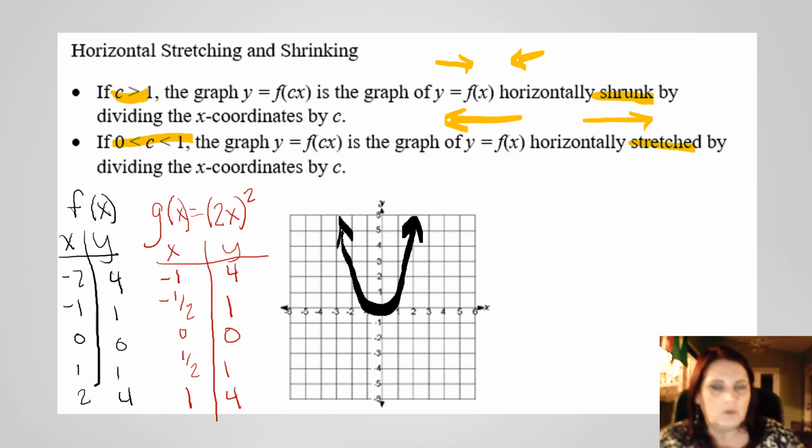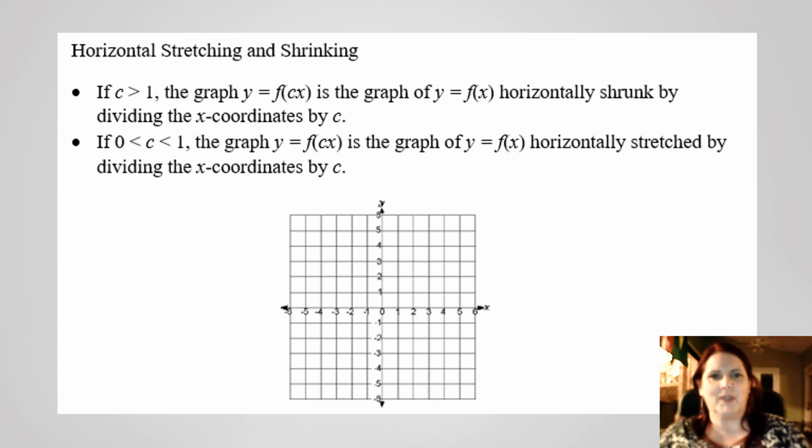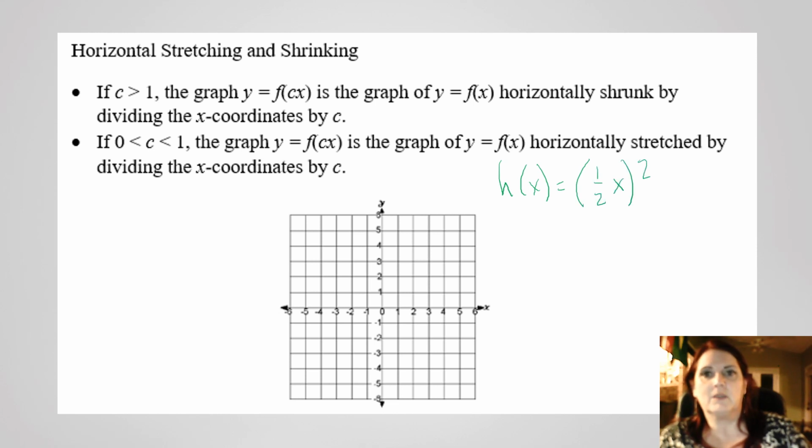-1 and 4. So you see how that went in there? And let's do an h of x. Okay, and one more. We're going to do h of x is equal to 1/2 of x squared. So let's get our xy table here.